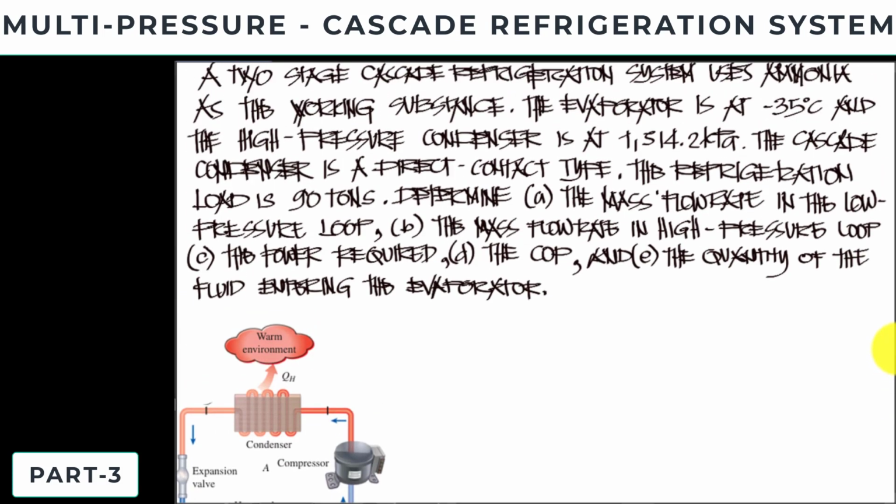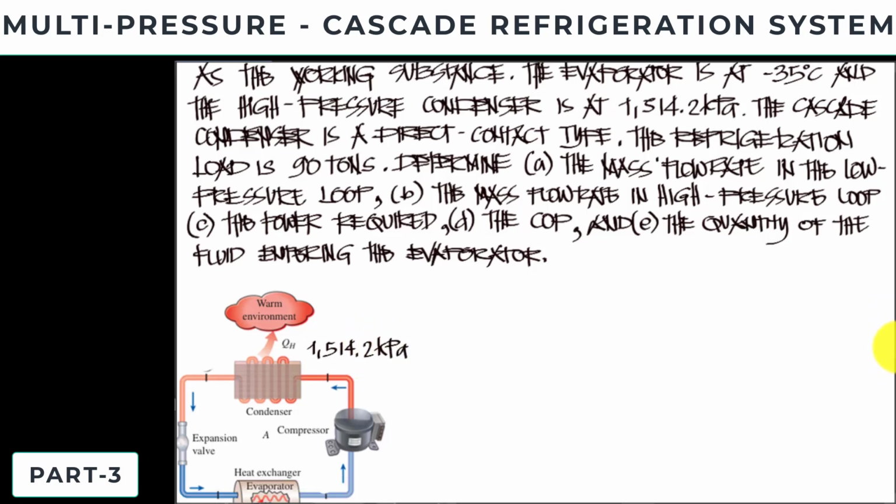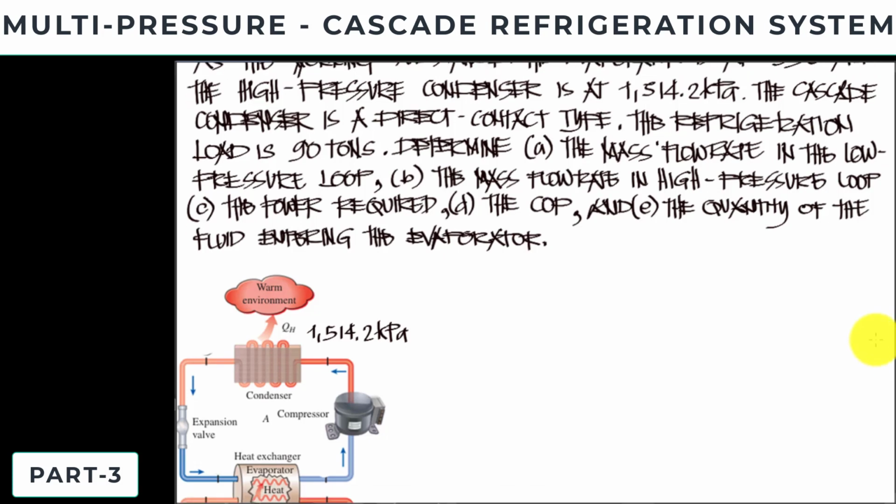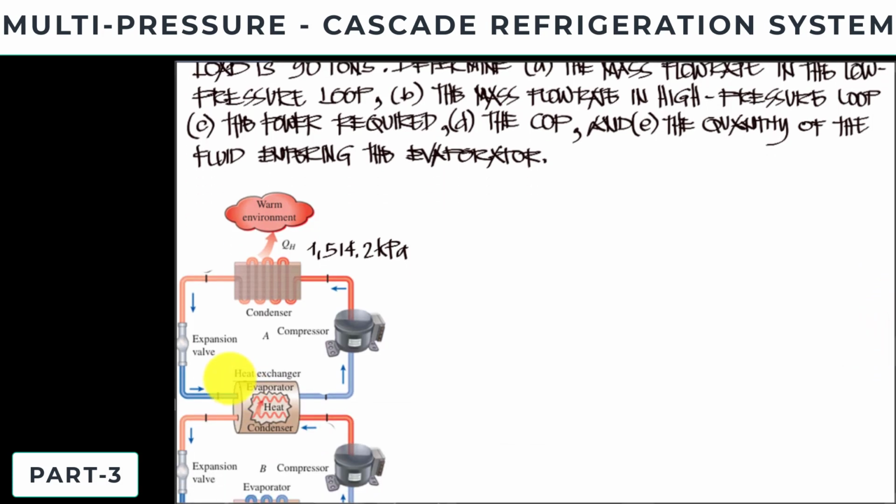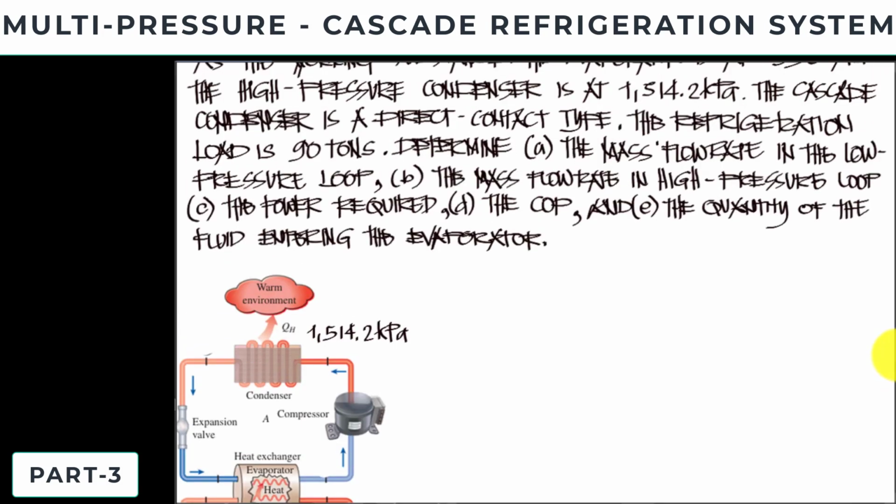Then at the high pressure side, we have 1514. So pressure is given, not temperature. We will look for that later in the table of ammonia, since ammonia is given in the problem. And the cascade condenser is a direct type, so the type of heat exchanger being used is a direct contact.